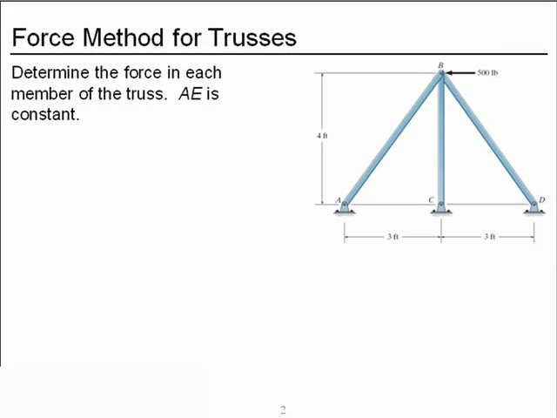And here is our truss. It has 3 legs, each supported on one end, and we're to find the force in each member of the truss. The product of cross-sectional area and modulus of elasticity, AE, is going to be the same for each of the 3 pieces. And here's our approach.